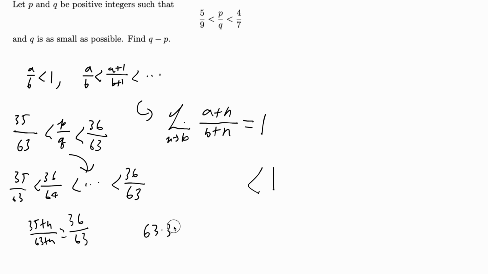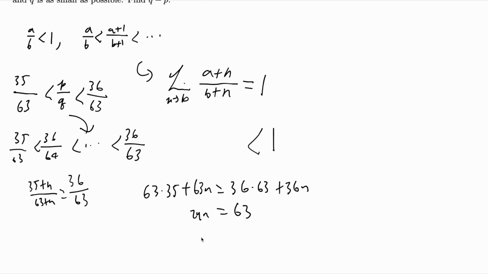So it's 63 times (35 plus n) equals 36 times (63 plus n). This should be 63, I think, and when we subtract this, it's 27n. So in this case, n is equal to 7 over 3. Wait, is it right? I think so, yes. It's 7 over 3. That means (35 plus 7 over 3) over (63 plus 7 over 3) is equal to 36 over 63.